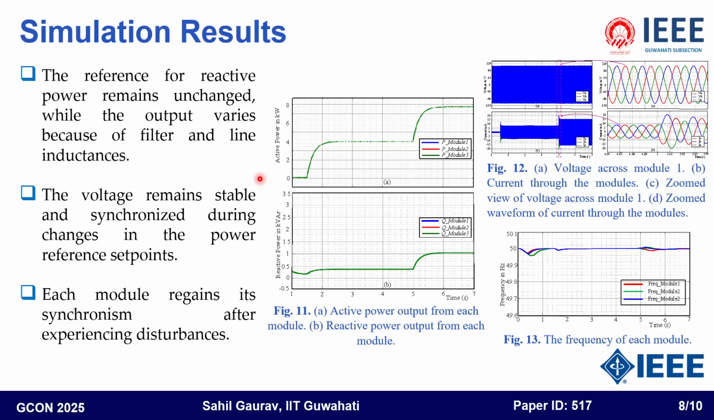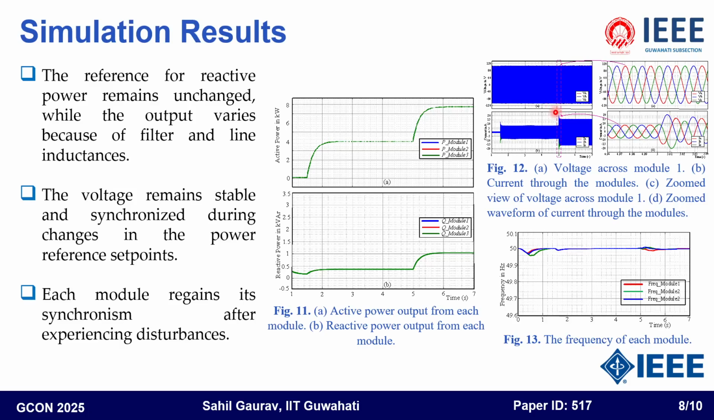initially the active and reactive power references are set for the modules at 0, and at t equal to 1.5 second the active power reference is changed to 4 kilowatt, and at t equal to 5 second it is changed to 8 kilowatt. The zoomed waveform is taken at the moment of power reference changes as indicated by the dashed box. The voltage remains stable and synchronized during changes in power reference set points as shown in figure 12a. And the converter reacts quickly to changes in power references as given by figure 12b.